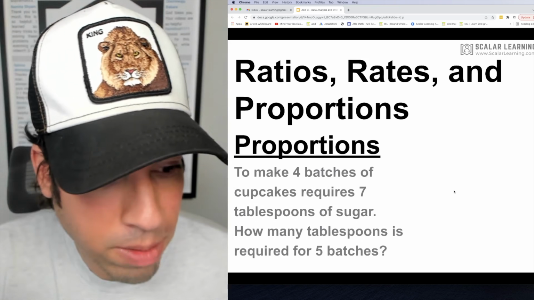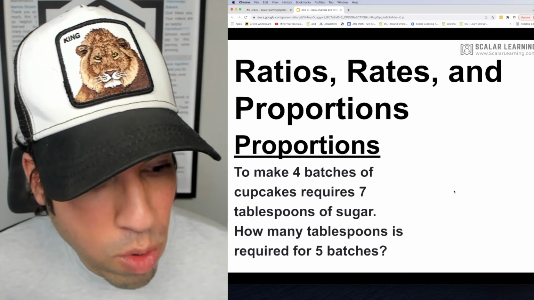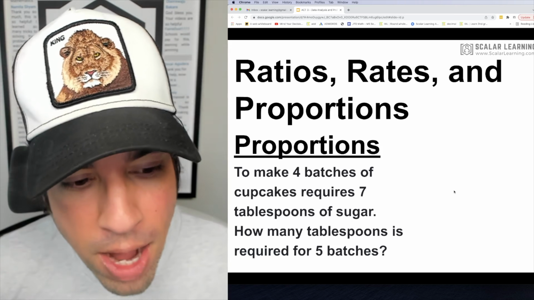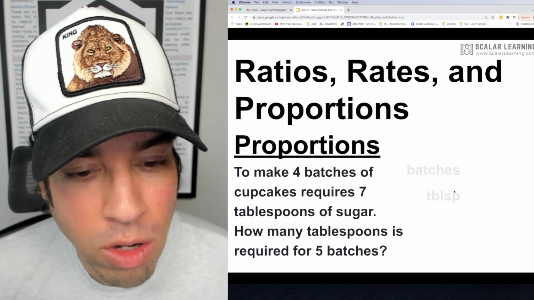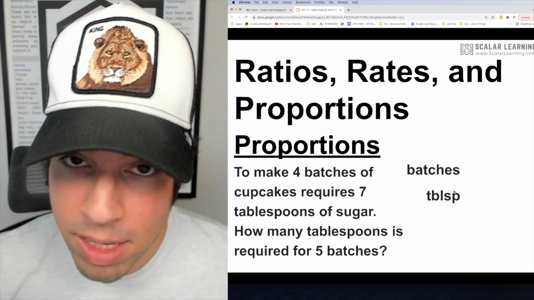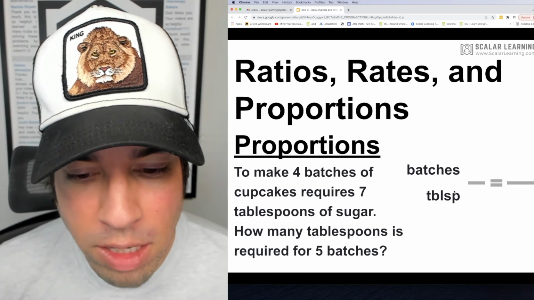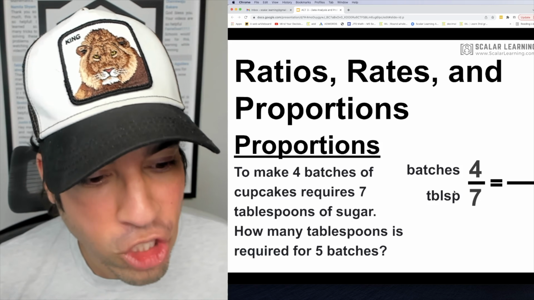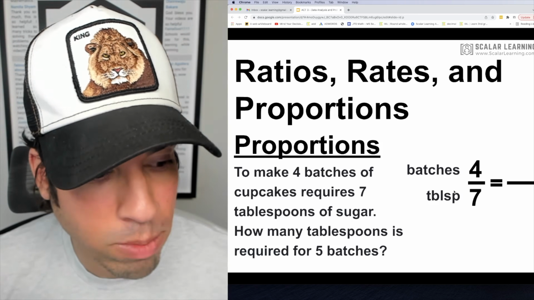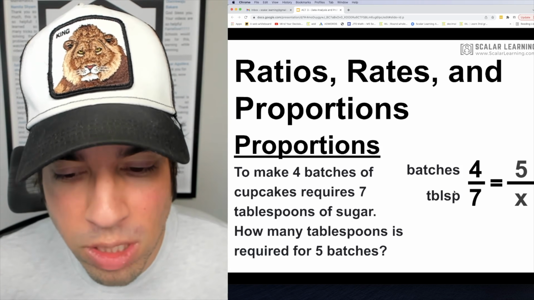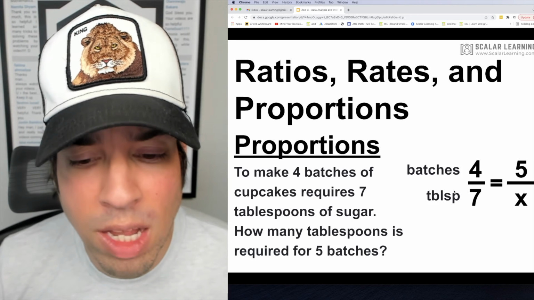Here's another quick example. To make 4 batches of cupcakes requires 7 tablespoons of sugar. How many tablespoons is required for 5 batches? So check this out. I've chosen to put batches on top, tablespoons on the bottom. Again, arbitrary, but let's roll with this. Set up the scaffolding, and now 4 is going to go on the top in batches, and that corresponding 7 on the bottom with tablespoons. And then over here, we've got 5 batches. Of course, 5 goes on top, and the unknown is the tablespoons on the bottom.